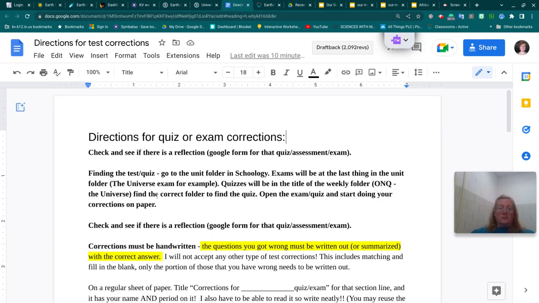Okay, next, find the test. So you're going to go to the unit that we're talking about in Schoology. Exams will be the very last thing. Quizzes will be whatever you see in the lesson plan, whatever you see in Skyward. So whichever you tend to go to first, find the title, and then click on it.